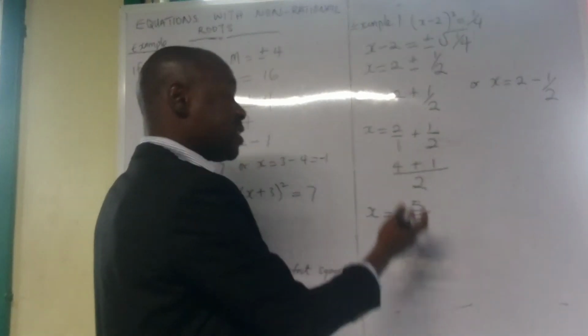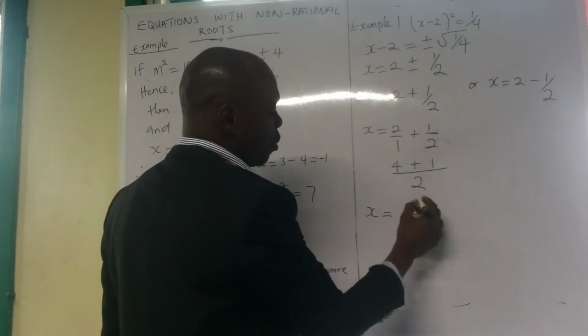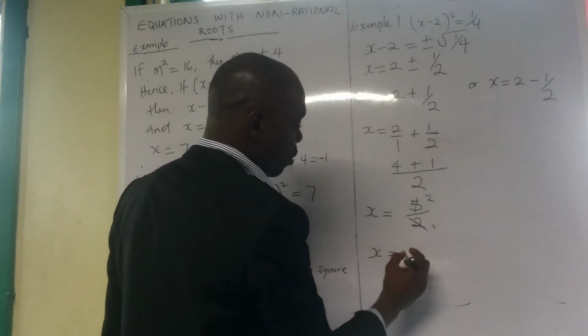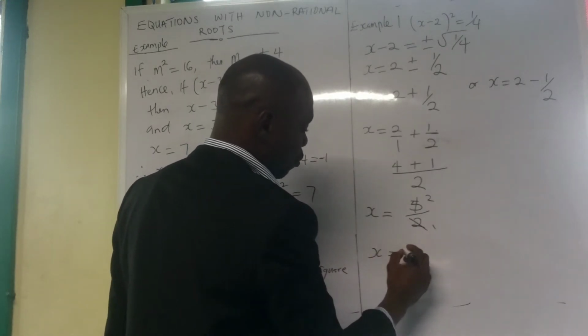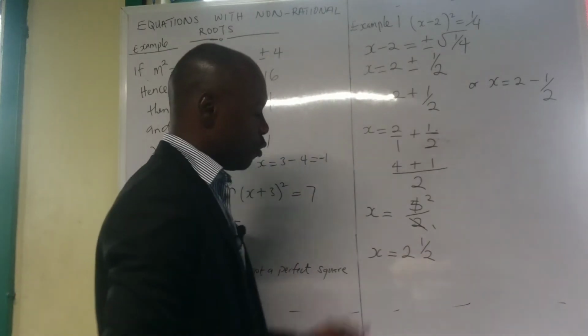We can still divide further. 2 here, 2 can go here 1, 2 here 2. So x here equals 2 whole number 1 over 2.